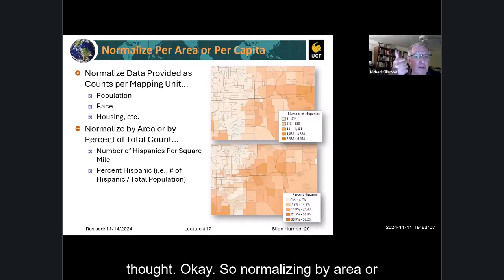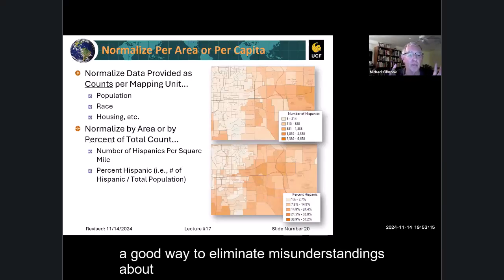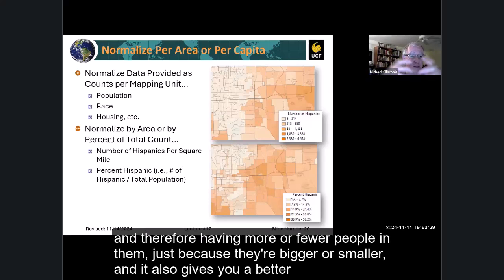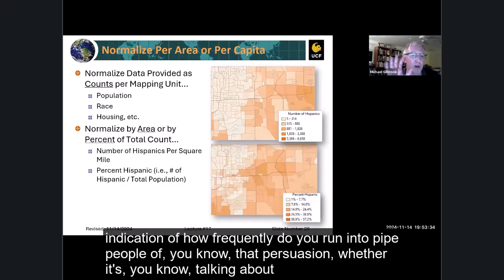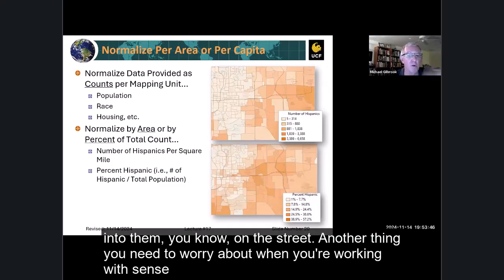So normalizing by area, or as a percentage, normalizing by the total population, is a good way to eliminate misunderstandings about the way people are distributed, because it eliminates this business of the units being different sized and therefore having more or fewer people in them just because they're bigger or smaller. And it also gives you a better indication of how frequently you run into people of that persuasion, whether you're talking about race, gender, income, whatever it is, how often do you run into them on the street?